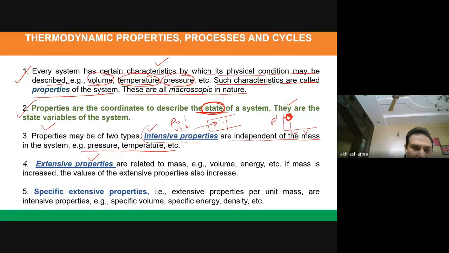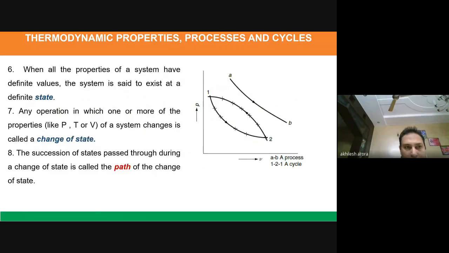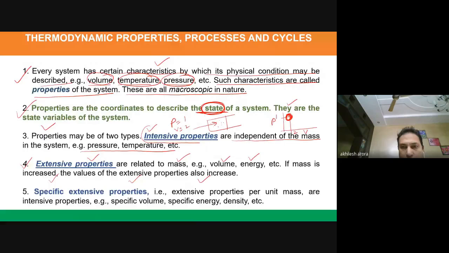Now, what are the extensive properties? Extensive properties are mass, volume, energy, etc. If mass is increased, the value of the extensive properties also increases. So let us try to understand what is the meaning here. First I will try to explain the meaning of intensive and extensive once again.